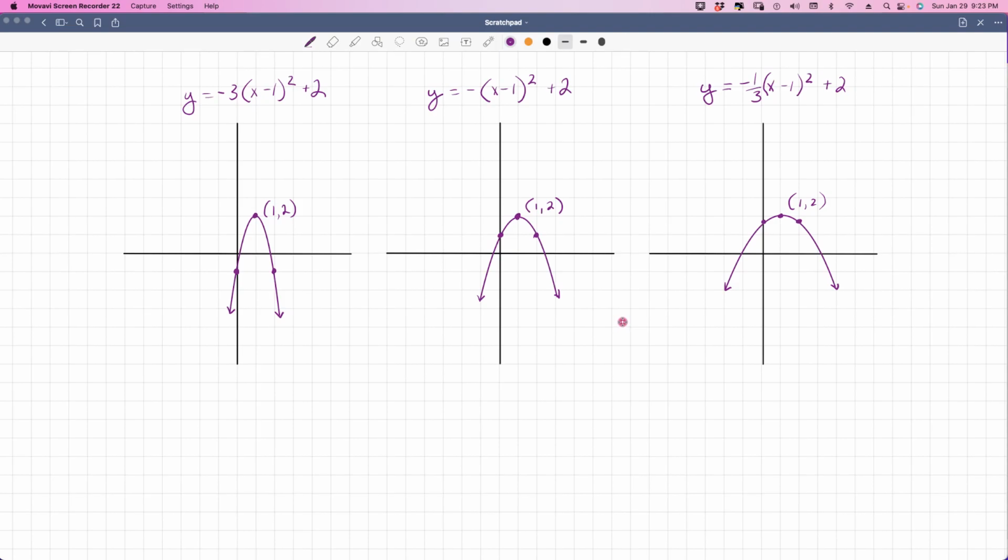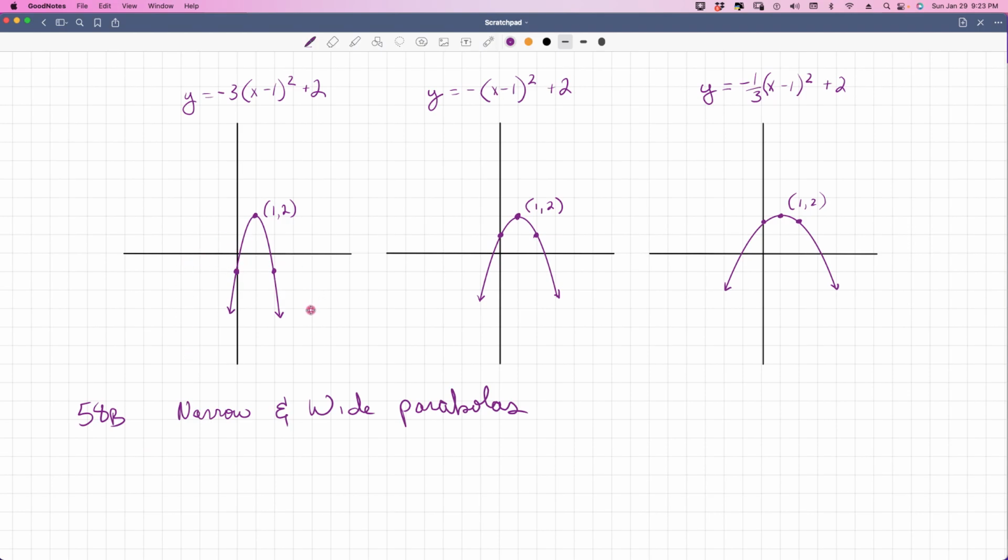Welcome back, 58B. I'm going to talk about the difference between narrow and wide parabolas and how you can tell the difference before you even start to graph them. So again, this is 58B.